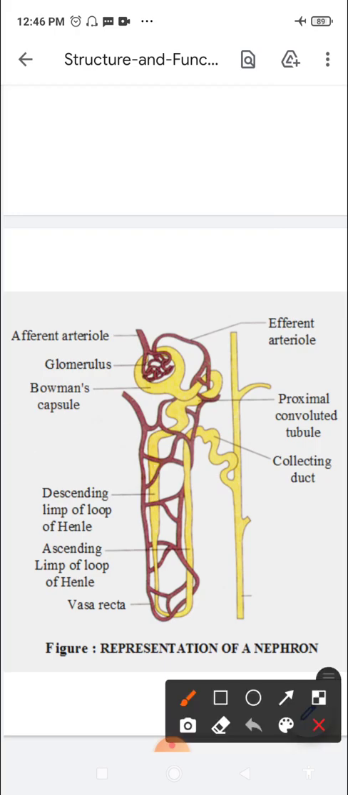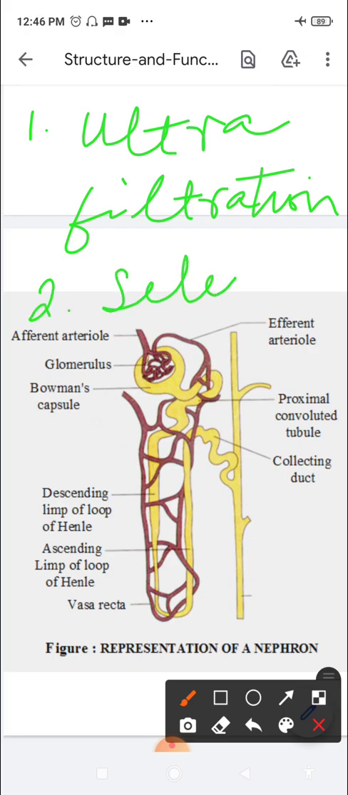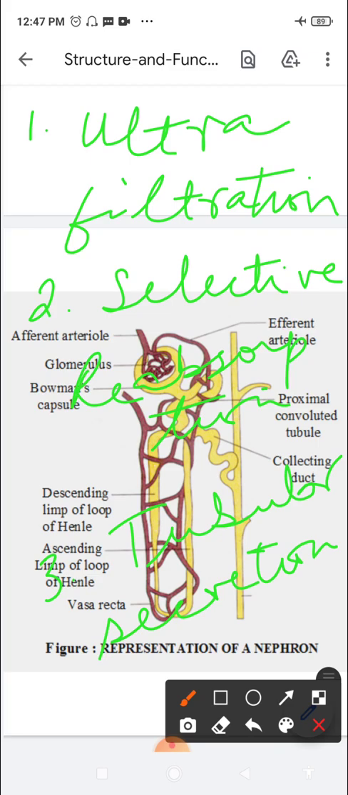The first process is known as ultrafiltration. So the first process is ultrafiltration, then the second is selective reabsorption, and the third is tubular secretion. Right, so these are the three processes by which urine is formed.